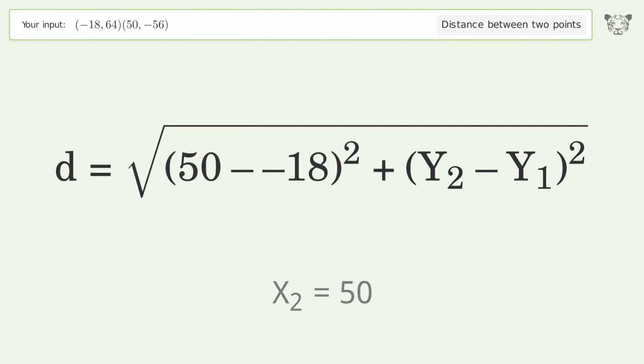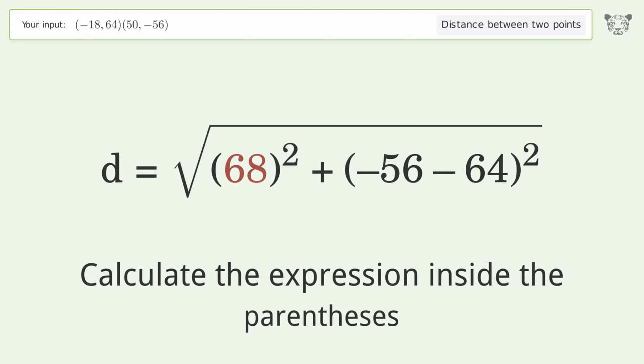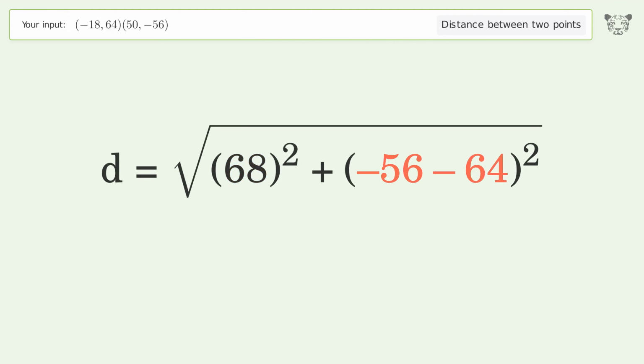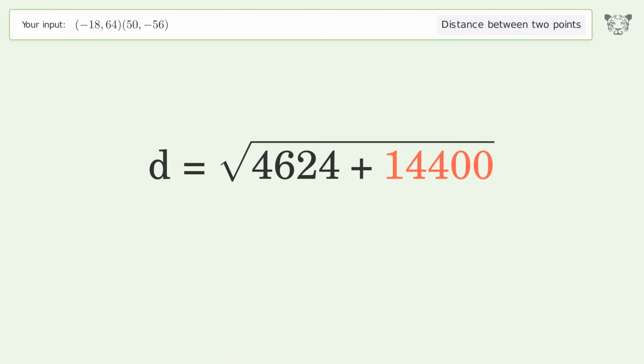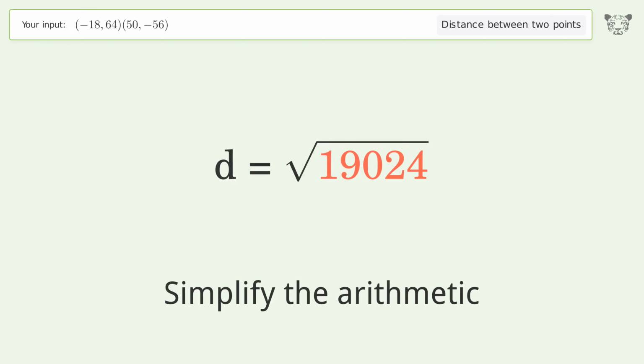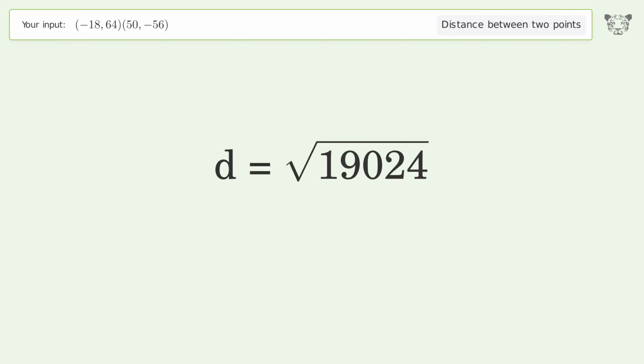Calculate the expression inside the parentheses. Simplify numbers raised to exponents. Simplify the arithmetic. And so the distance between the 2 points is the square root of 19,024 or 137.928.